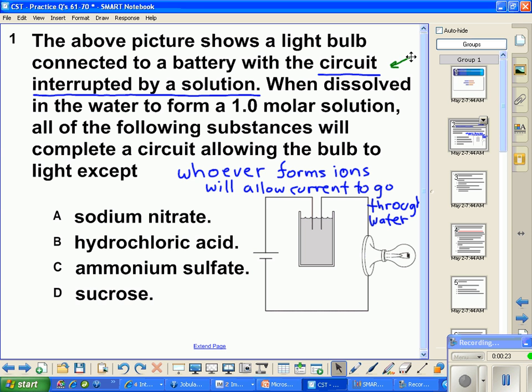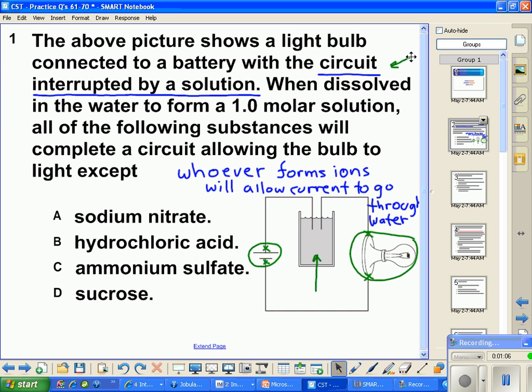The circuit is interrupted by a solution. A solution is what we see right here. This guy is a battery. This, of course, is a light bulb. And then the wires are connected from this end of the light bulb to the other end of the light bulb, and from this end of the battery to the other end of the battery. And everything would work all the time if we didn't have this solution here in the middle. And that solution, if it has anything in the water, it's going to conduct electricity. Any ions in the water, I should say.